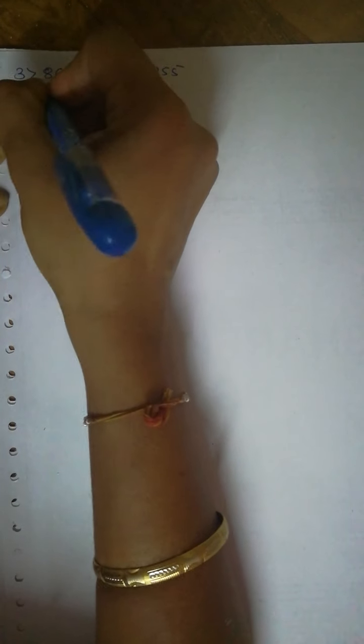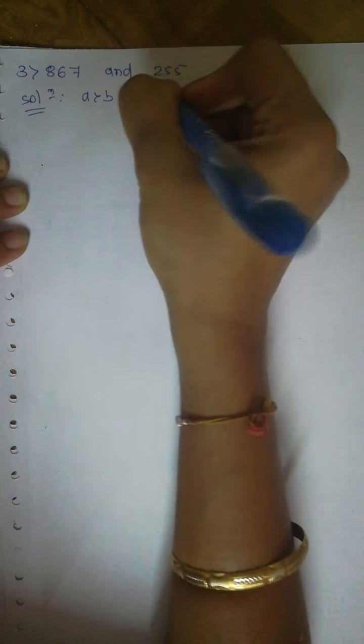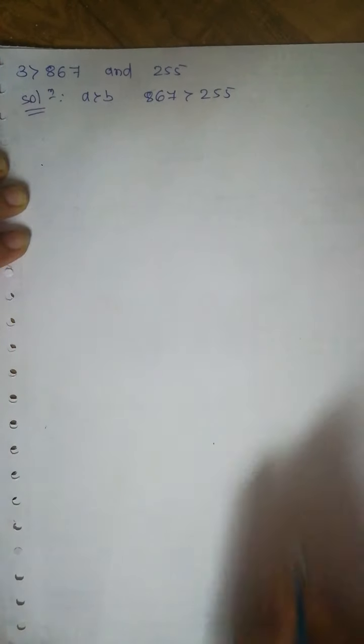Okay, let's check out question 3. Like question 1, the HCF of two numbers is asked: the HCF of 867 and 255. Let's start. As you can see, it's very simple and very easy. So let's start for the third. a is greater than b. So here 867 is greater than 255.